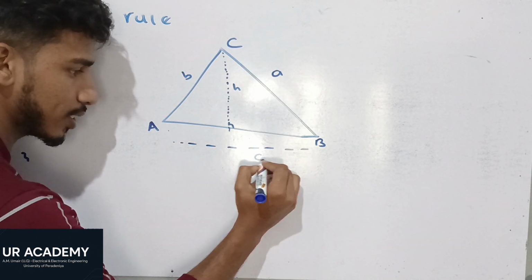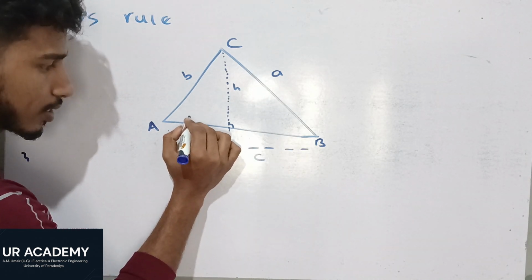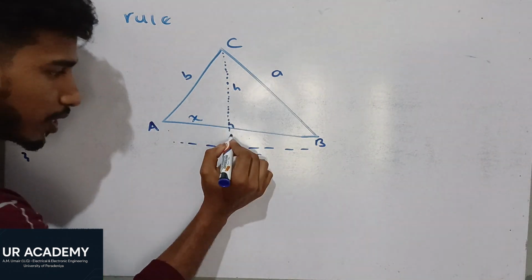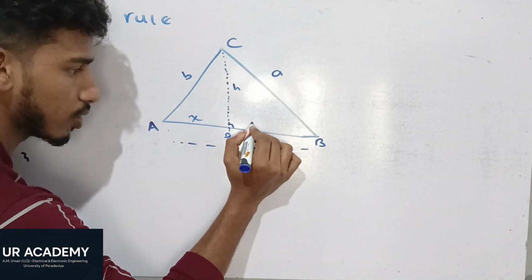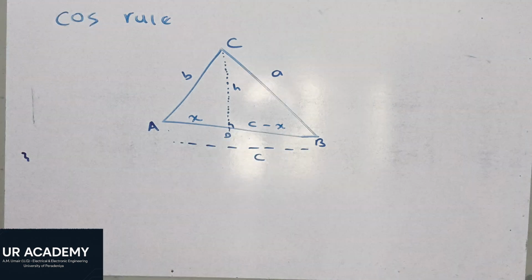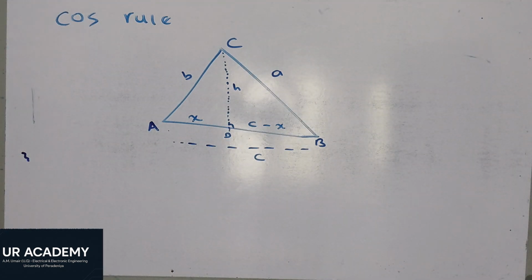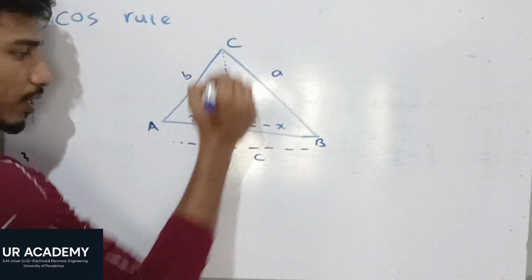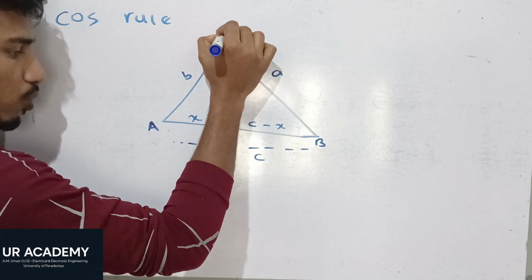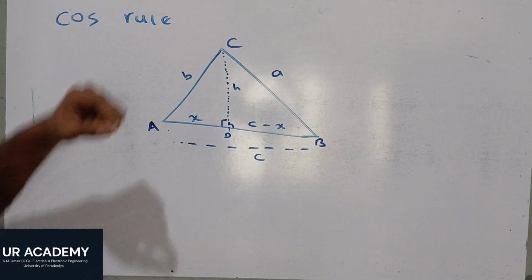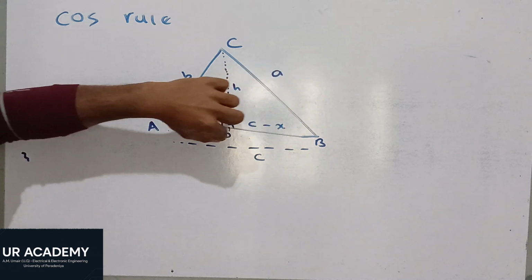The total length is c, and let me just name this portion as x, AD. So the remaining portion will be c minus x. Now we should understand that we have a right angle triangle CAD, and also a right angle triangle CBD.